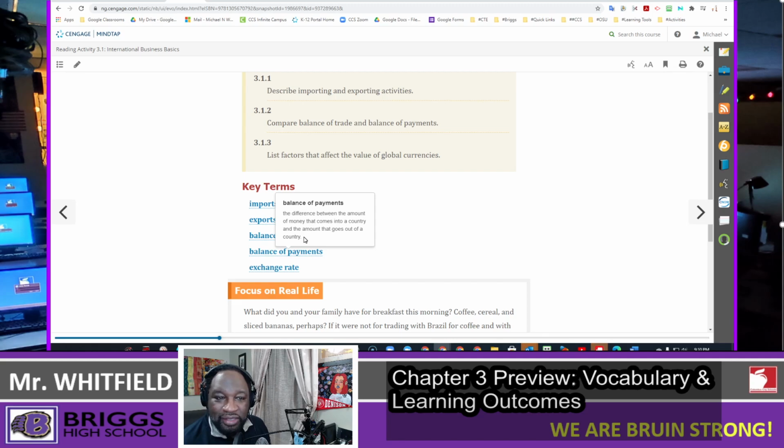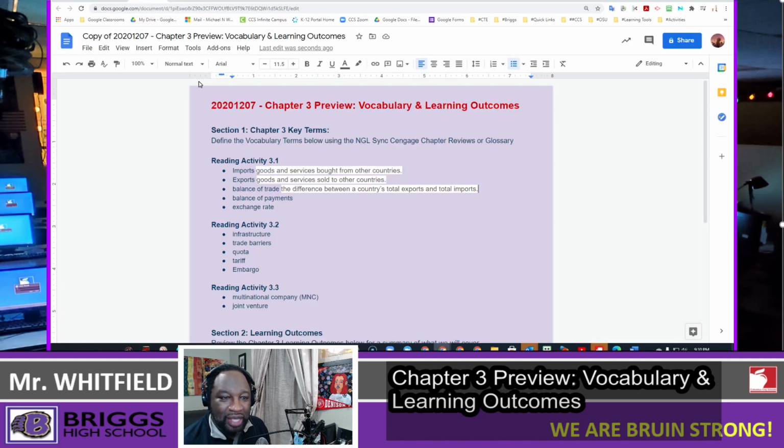So this one is balance of payments, the difference between the amount of money that comes into a country and the amount of money that goes out. So we're talking about a lot of just differences here when we talk about the balance. Just copy and paste that.